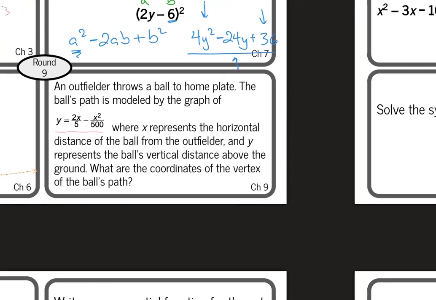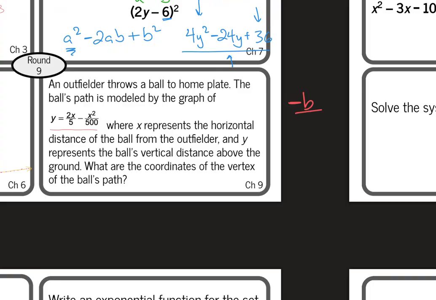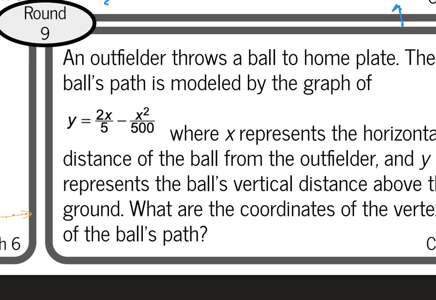So when it comes to vertex, negative b over 2a is the x part of a vertex, and then you would take this x and plug it in to get the y. And if you're looking at this going like, but where is the a and the b? Again, it's actually a lot nicer than you'd think, because this is kind of just written in a little bit rearranged form.